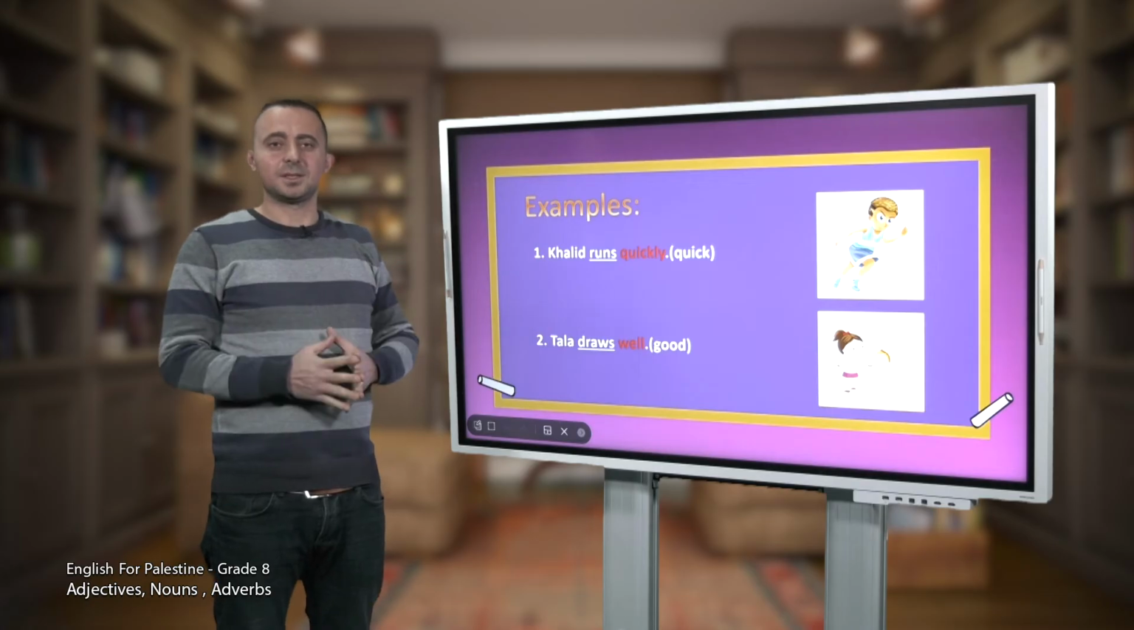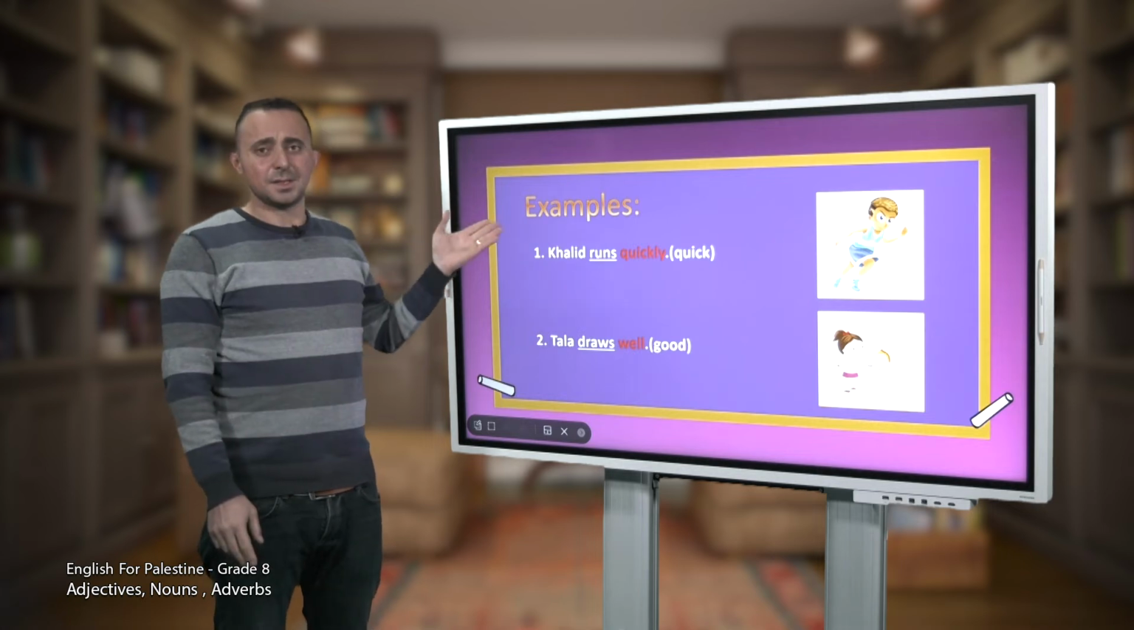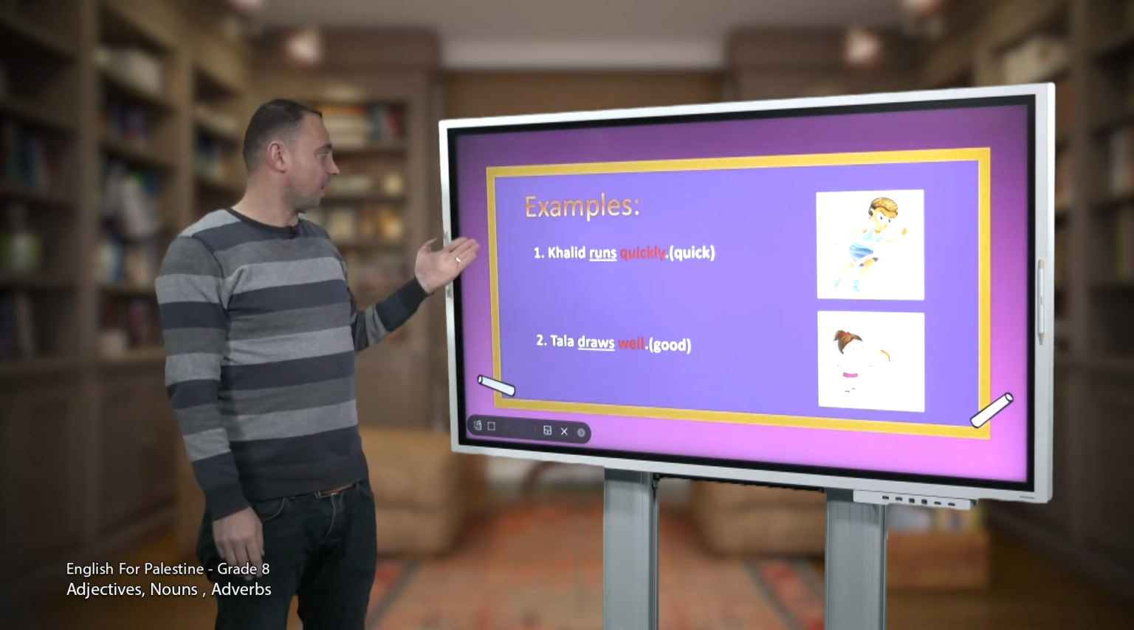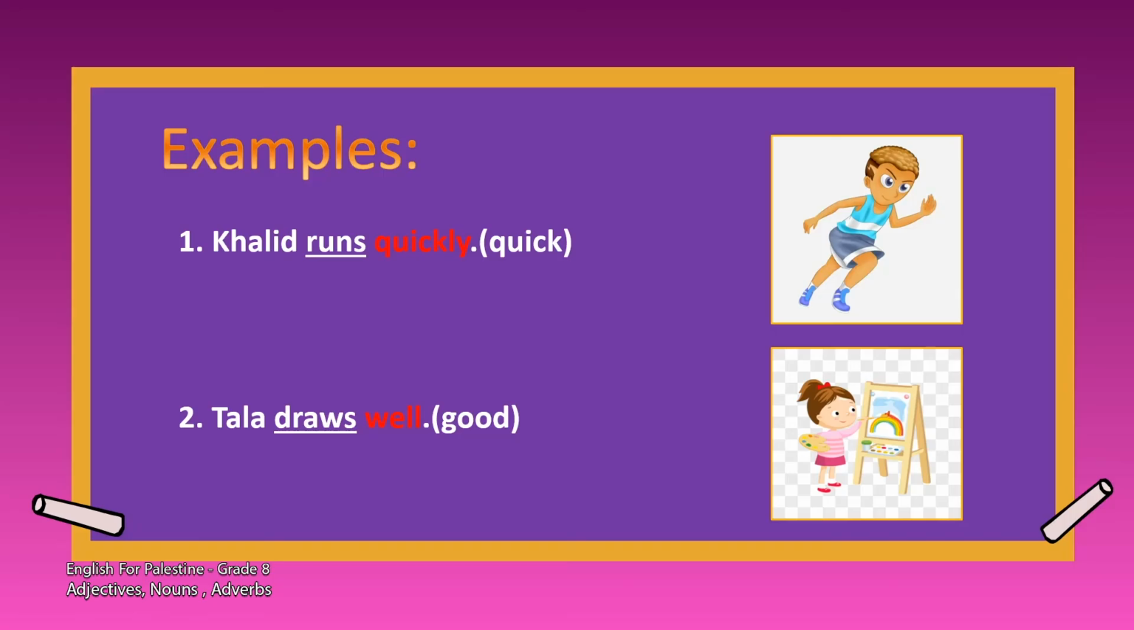Okay, dear students, let's look at these examples. Number 1, Khalid runs quickly. Here we have quick. Quick became quickly. Here we added ly to the end of the adjective to get an adverb.